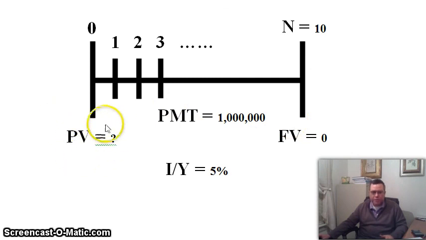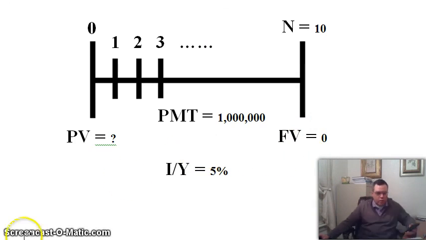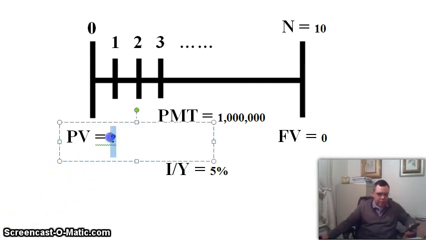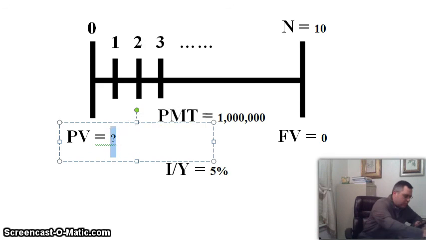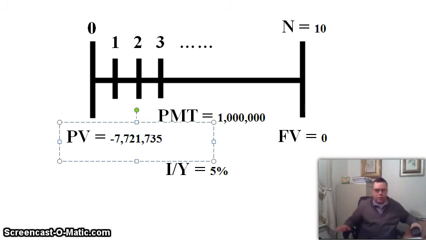Another way to think of a present value is it's like a price. How much should I pay to get all these cash inflows in the future? Well, you're going to get 10 cash inflows of $1 million. You're not going to get an additional cash inflow in the last year. So this is the way you set this up. We'll plug all this into our calculator, and I'm getting an answer of 7.7 million, or negative 7,721,735, if I did it right.